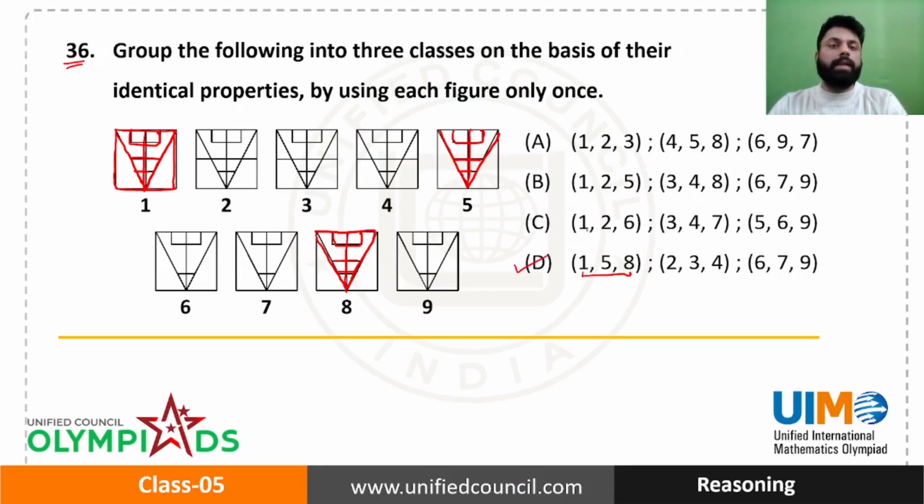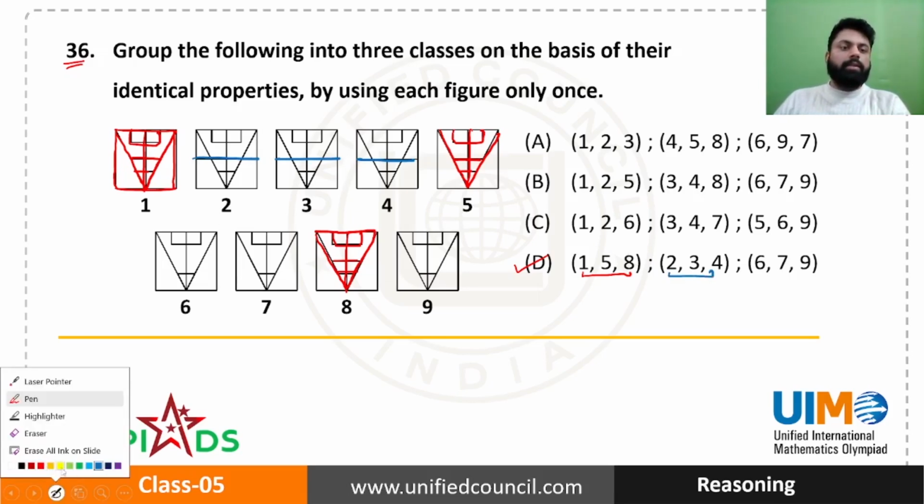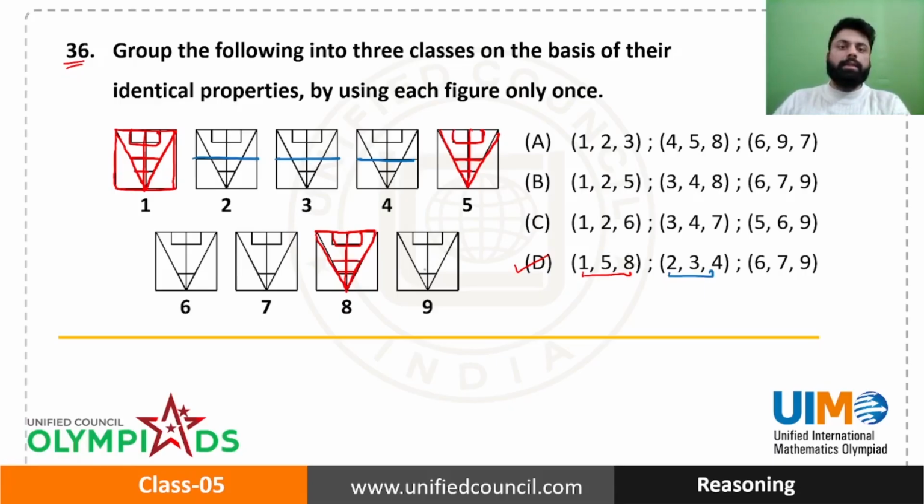That is only there in one of the options, so that is what the answer is. We are going to save the time. If you are not starting from here, let me explain the other one also. This horizontal line is there in these 3 options, 2, 3 and 4. And then the rest are of one type, that is, no horizontal line in between, only one line like this: 6, 7, 9.